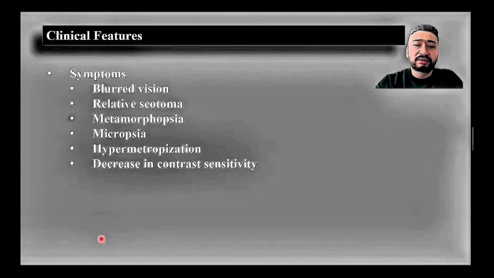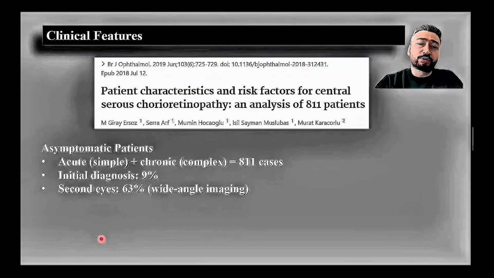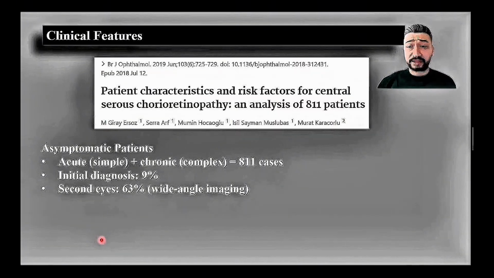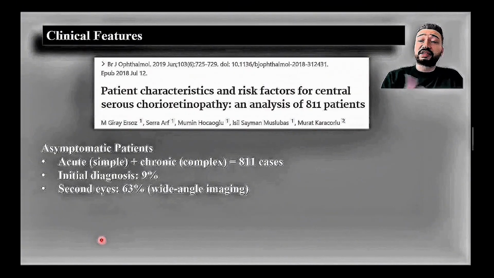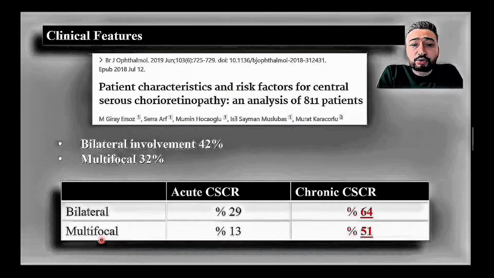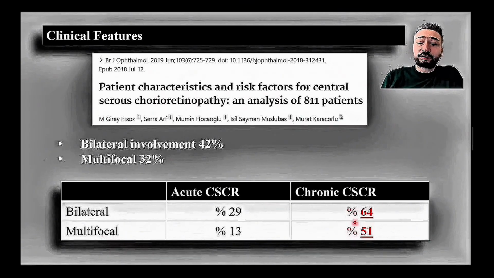When we examine the clinical features of central serous chorioretinopathy, we observe symptoms such as blurred vision, relative scotoma, metamorphopsia, micropsia, hypermetropization, and a decrease in contrast sensitivity. Yet in our extensive study, which is the largest case control series in the literature, we find that the number of asymptomatic patients is actually quite significant. 9% are asymptomatic at diagnosis. In second eyes, because we use wide-angle imaging, we see that the asymptomatic patient rate in the second eye is 63%. When we look in this study of ours, bilateral involvement is 42% and multifocal is 32%, but in chronic cases, bilaterality is 64% and multifocality is 51%.